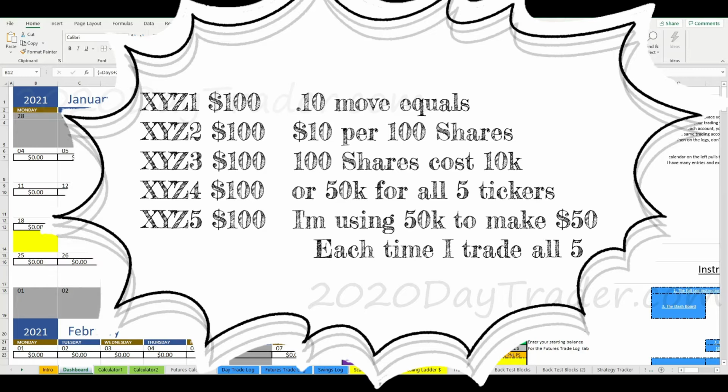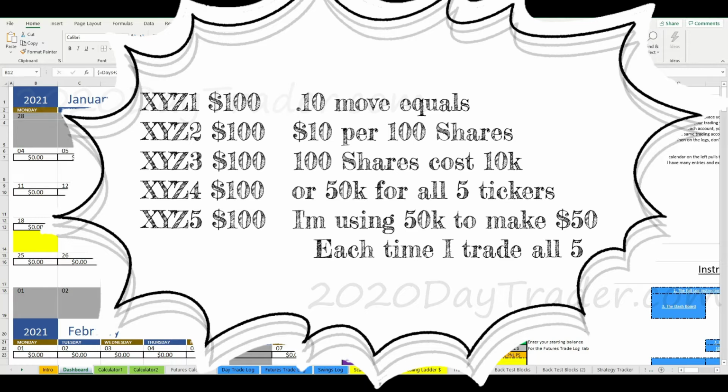I want to have enough money in my account to be able to trade all my tickers at the same time. So that's going to be one factor in deciding how much I need to fund my account with. So that's if I have enough money to do everything.